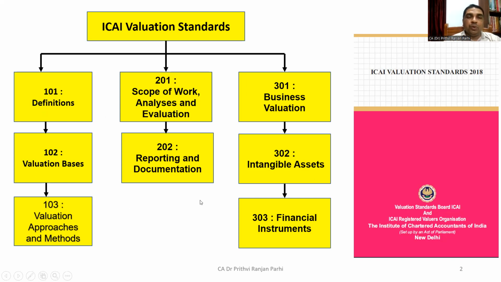Now, if you move to the 200 series standards, you can observe that these deal with some specific aspects of the valuation process, like scope of work, analysis, evaluation, reporting, documentation. If you move to the 300 series standards, these deal with valuation of some specific assets, like valuation of business, valuation of intangible assets, or valuation of financial instruments.